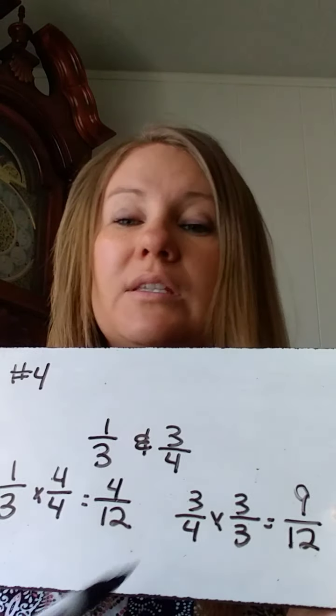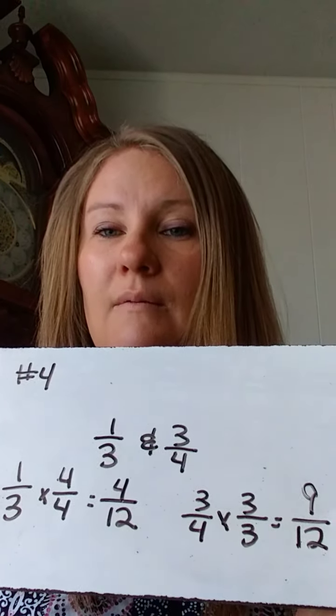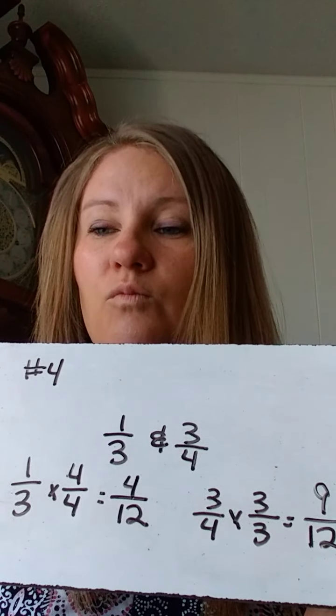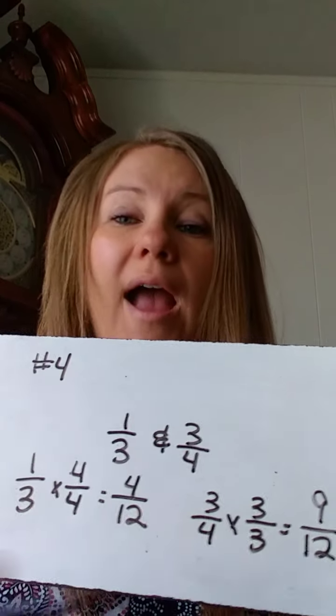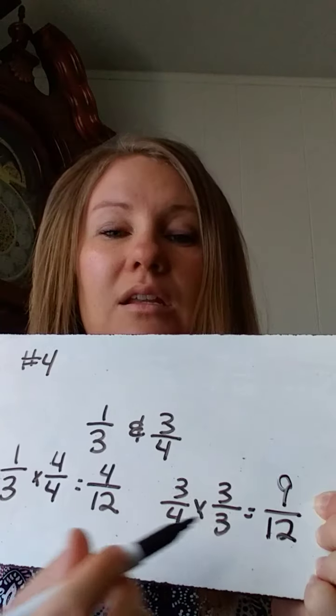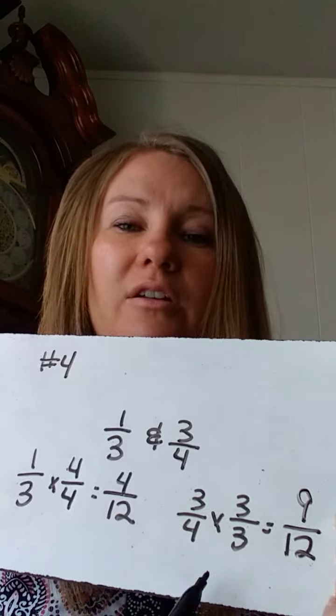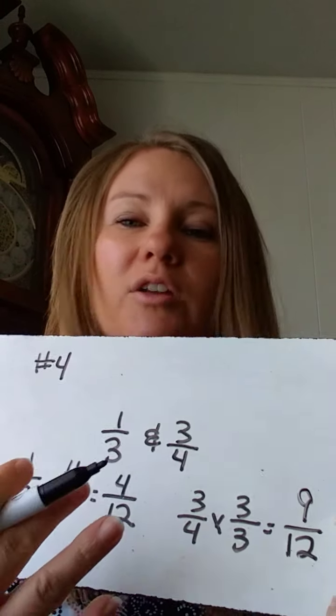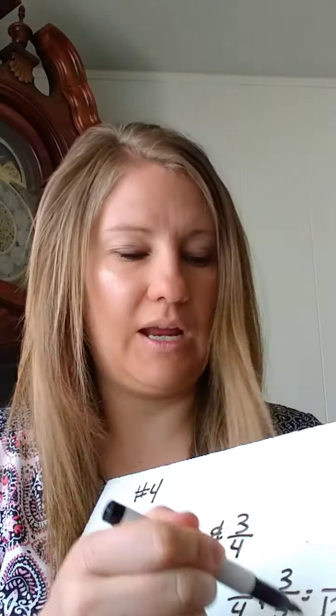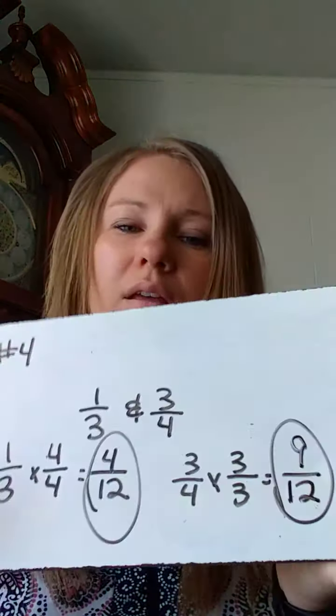Once they're common, then we can add and subtract, so that's why we would want to find the least common denominator, because they have to have the same denominator to subtract or add. We're not doing that right now, but that's our least common denominators. We'll have this one and this one. Okay, number 5.